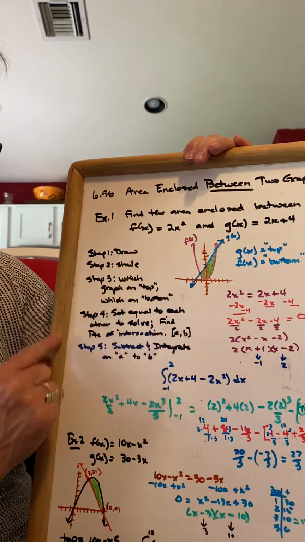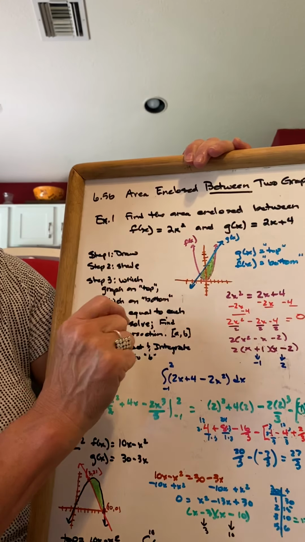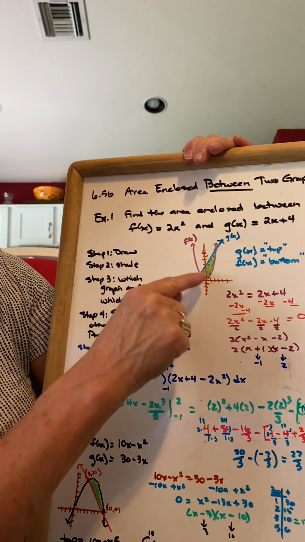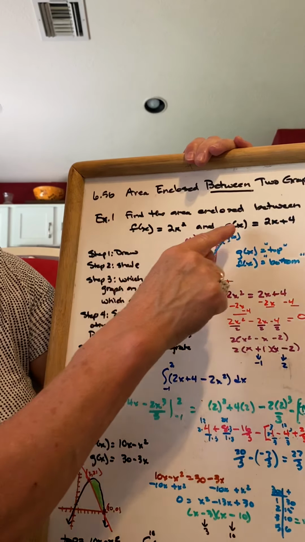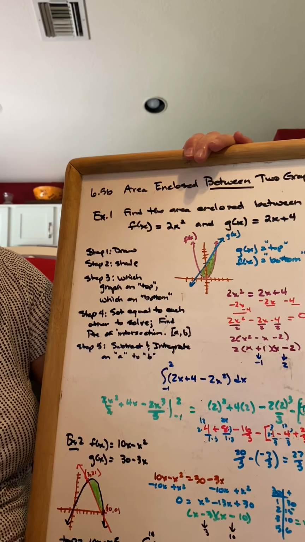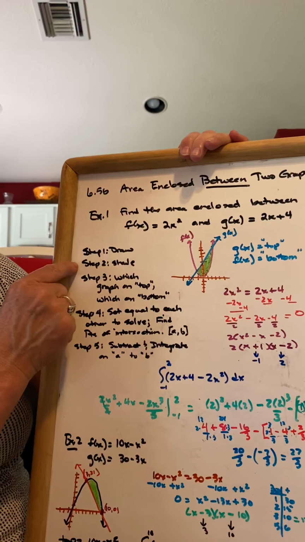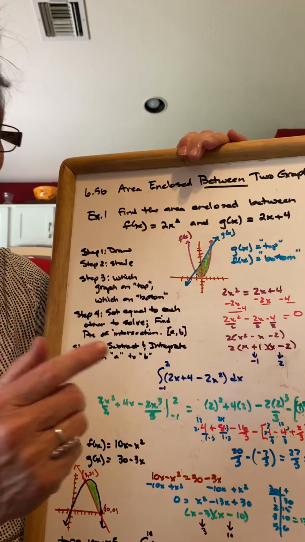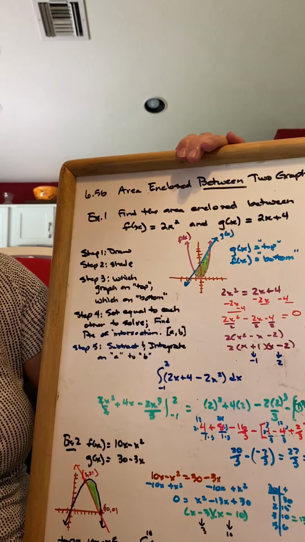So the first thing, I wrote down some steps. You're going to draw it. So I drew 2x squared is a parabola, so I drew a parabola. And g of x is a line, so I drew the line. I tried to draw it as straight as I can. Number 2, I'm going to shade the area between. So I shaded the area between in green.